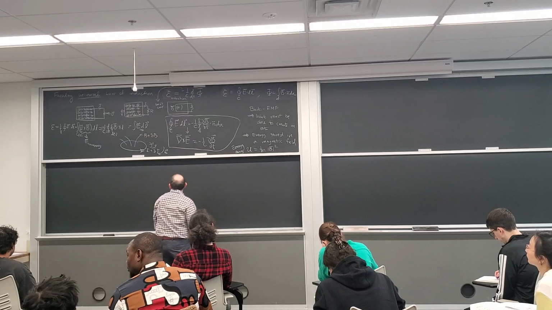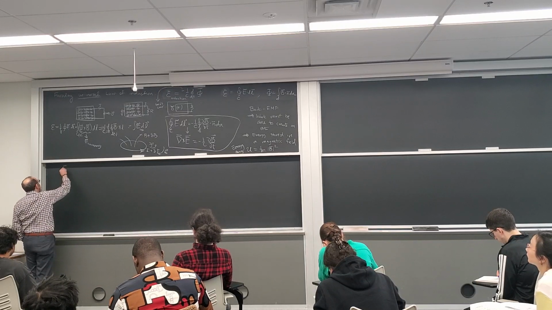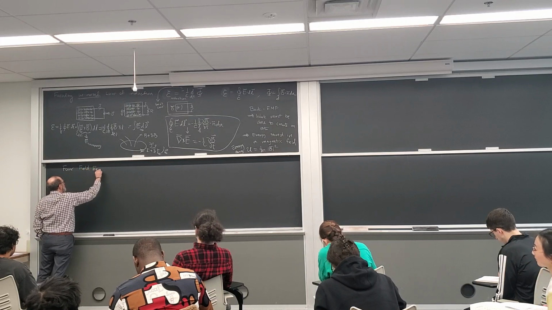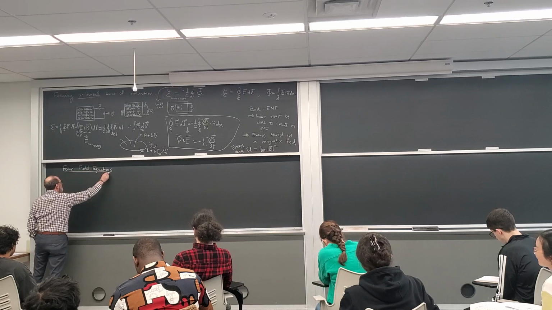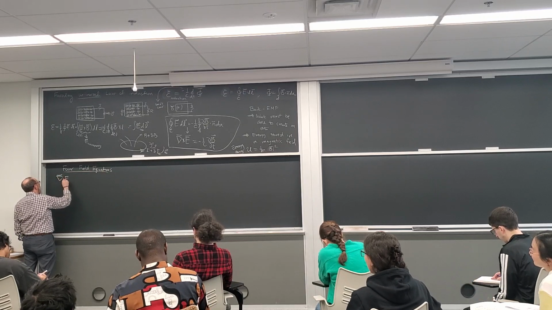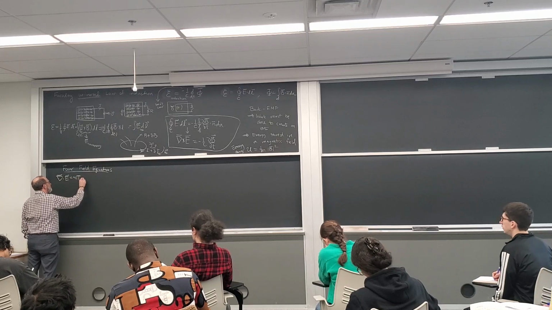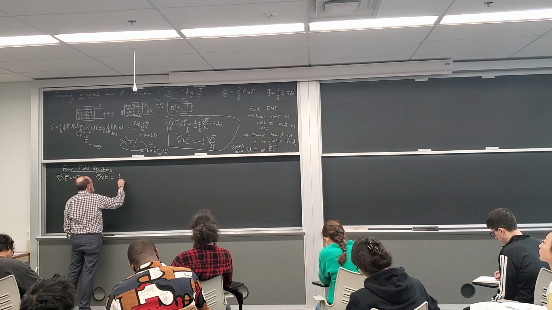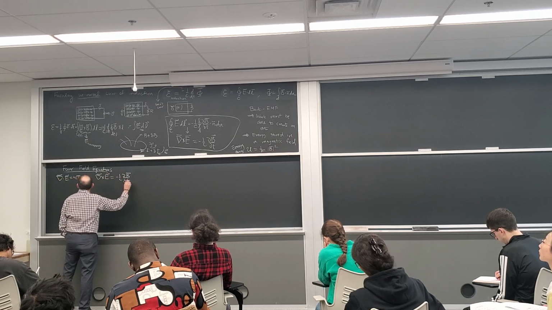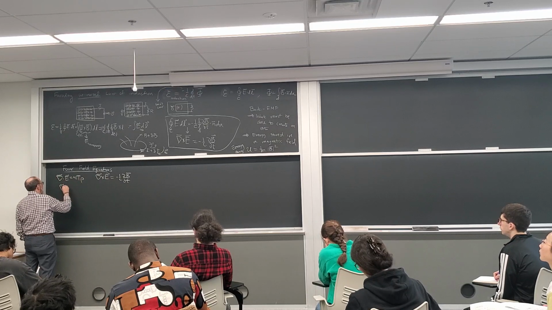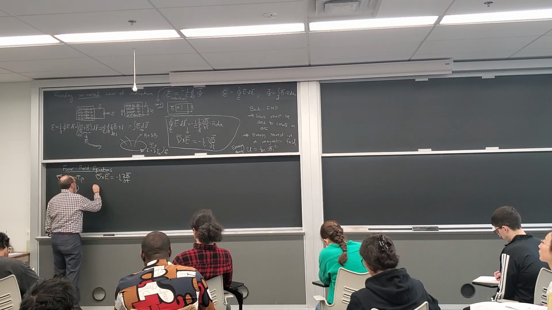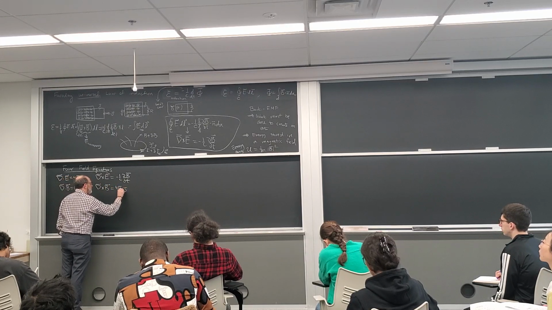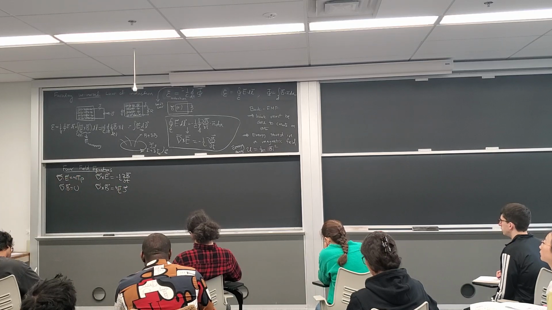So we have our four field equations. We have del dot E is equal to 4 pi rho. We have del cross E is equal to minus 1 over C dB dt. We have del dot B is 0. And we have del cross B is equal to 4 pi over C J. Okay?